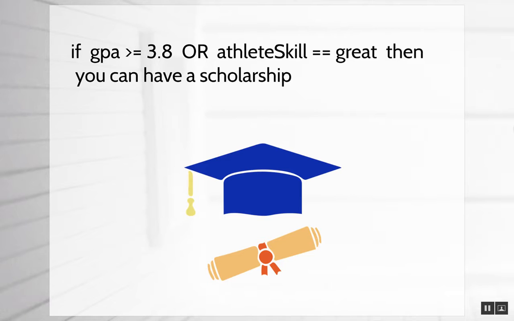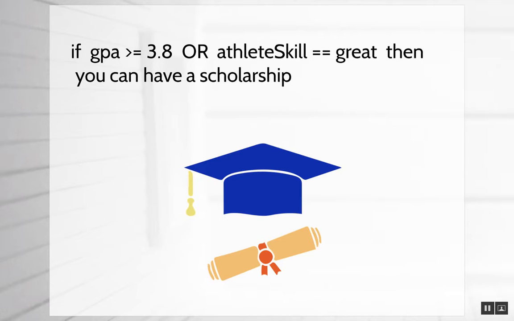This might look like what the pseudocode looks like. If GPA is greater than or equal to 3.8, or your athletic skill is equal to great, then you can have a scholarship. You would only need one or the other for you to get the scholarship.